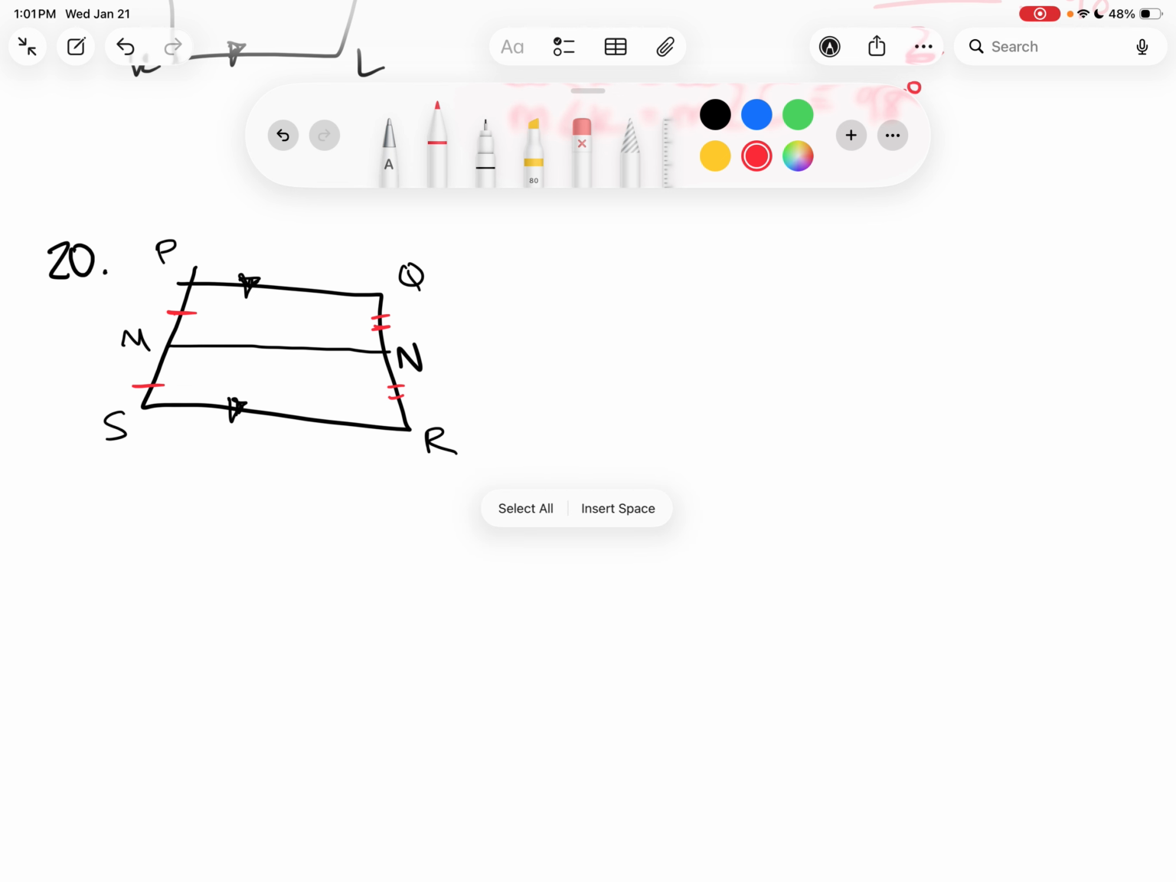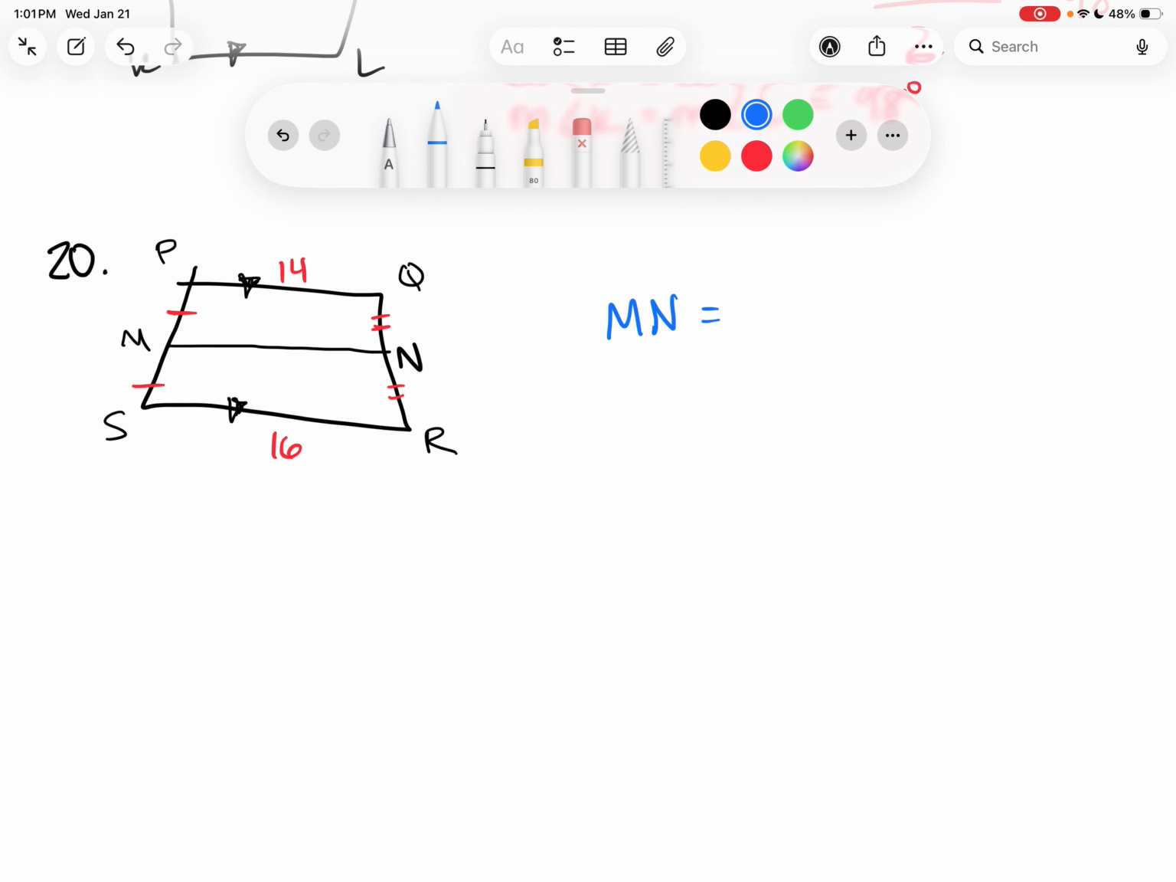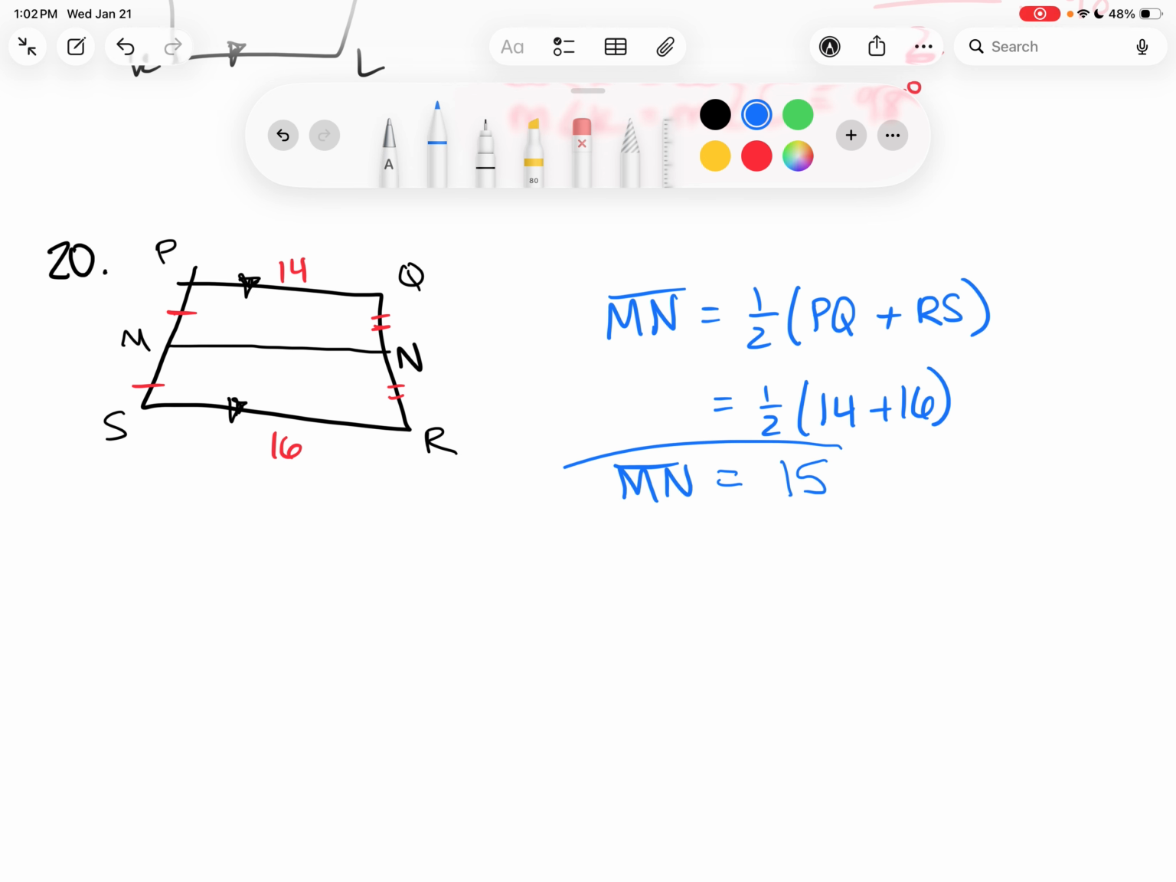And then they tell us that this base side is 16 and this base side is 14. So the formula for MN is half of PQ plus RS. So this would be 1/2 of 14 plus 16. 14 plus 16 is 30. Half of 30 is 15. So that means that MN equals 15.